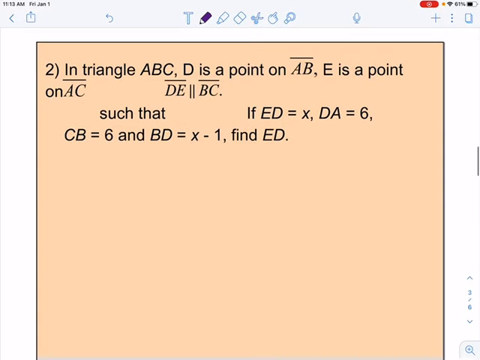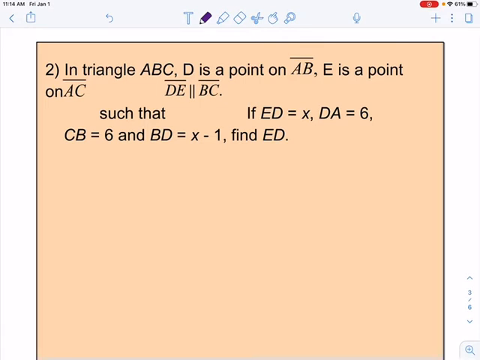Sorry, when I converted this to a PDF, it changed some formatting here. Okay, so in triangle ABC, D is a point on AB, and E is a point on AC, such that DE is parallel to BC.